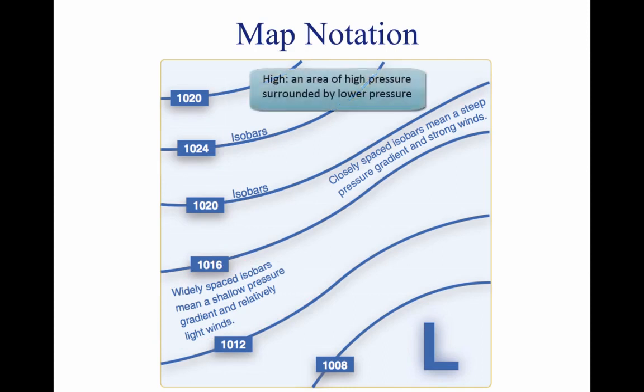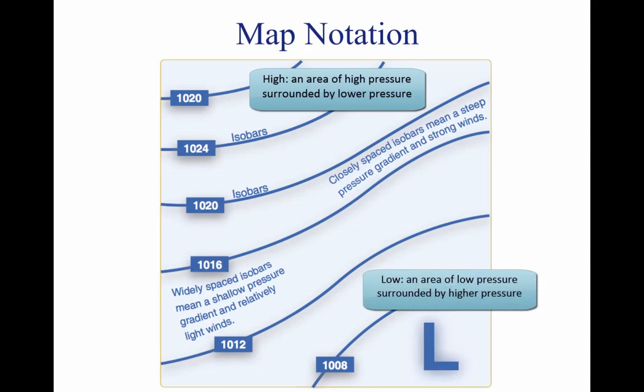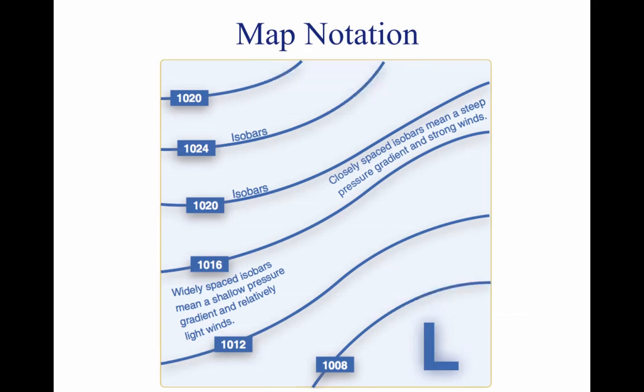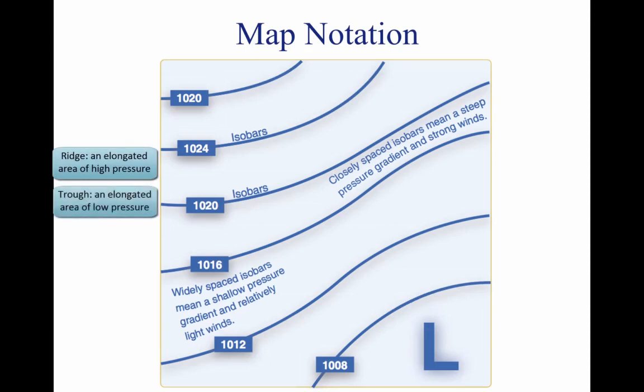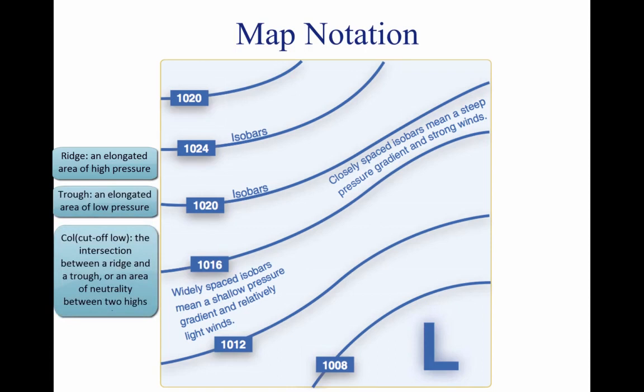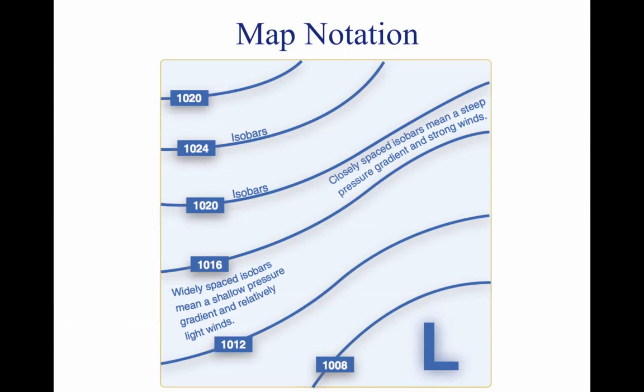A high is an area of high pressure surrounded by lower pressure. A low is an area of low pressure surrounded by higher pressure. A ridge is an elongated area of high pressure, and a trough is an elongated area of low pressure. A col is the intersection between a ridge and a trough, or an area of neutrality between two highs or two lows.